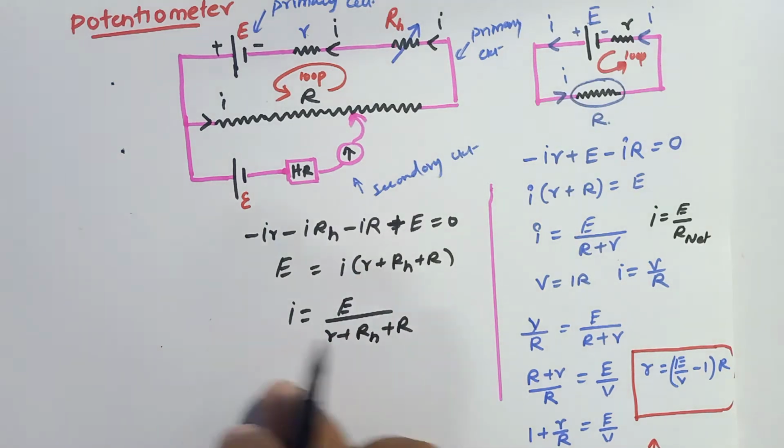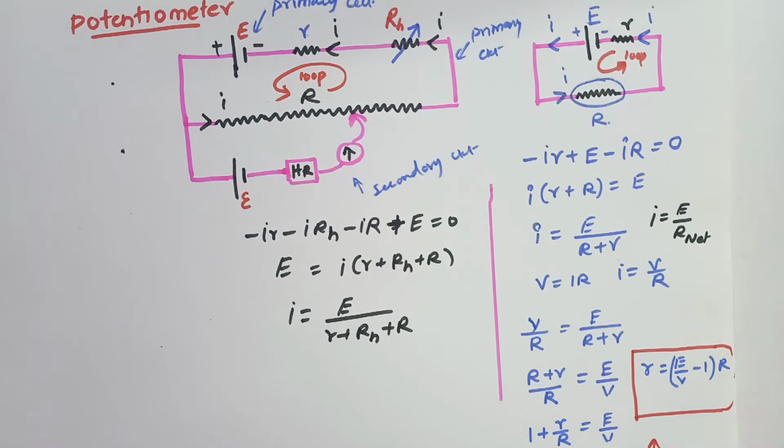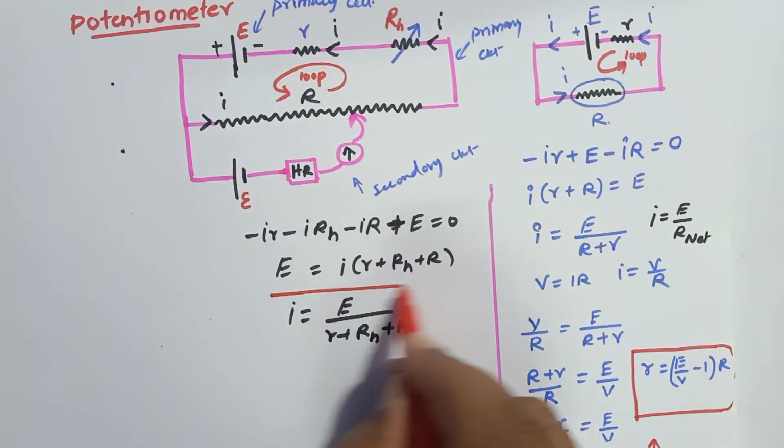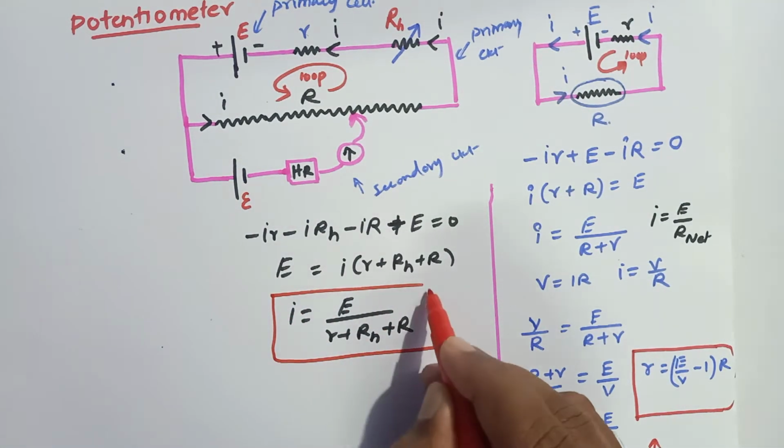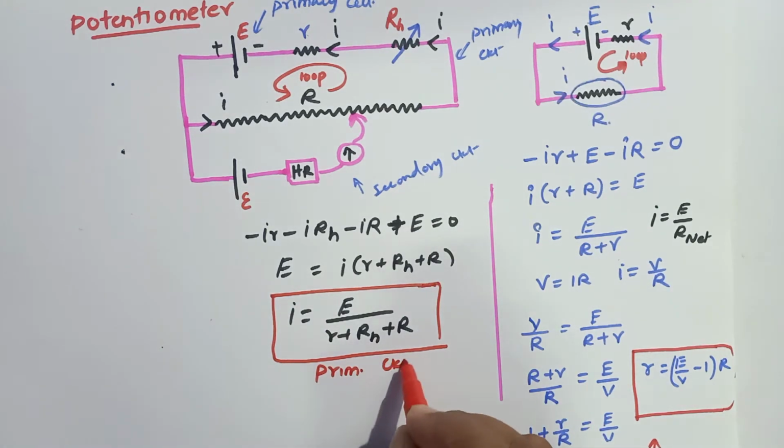So this is the current in the primary circuit, you can say. We got the formula for the current in the primary circuit. Now what is the meaning of potential gradient? This is a new terminology you are using in this case here.